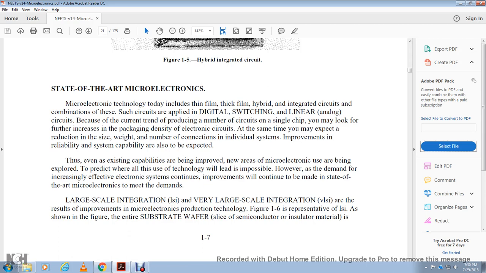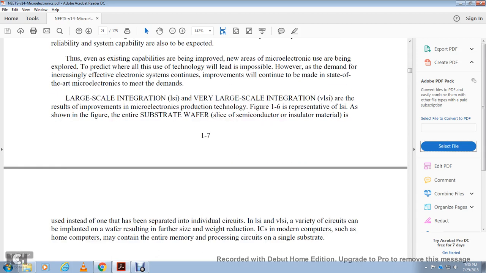Large scale integration (LSI) and very large scale integration (VLSI) are the result of improvements in microelectronic production technology. Figure 1.6 is representative of large scale integration. As was shown, the substrate, a silicon wafer of semiconductor or insulator material, is used instead of one that has been separated into individual circuits.